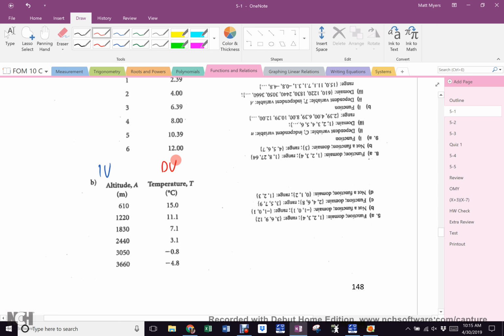Now, DV. What is the range? All right, what is the domain? Is it 610, 1220, 1830, and so on? Or is it 610 less than or equal to x, which wouldn't be x, it would be altitude, less than or equal to 3,660? Would it be A or B this time? Ooh, argument, my favorite. Which is it?